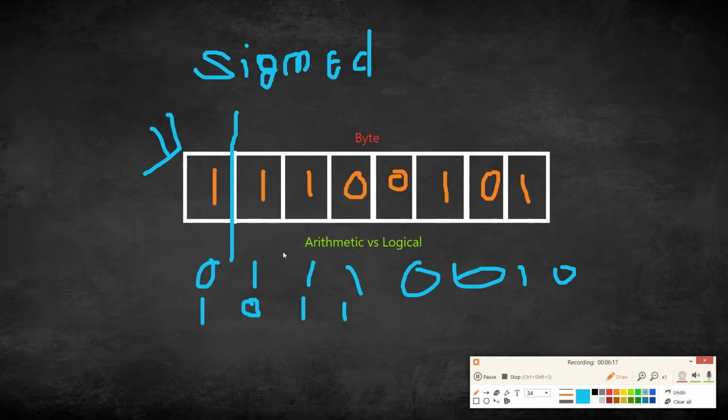Oh, 1, 1, 0, 0, 1, 0. So that's the arithmetic. Because we are preserving this 1, and the shift is going to begin. So let me change the color. So the shift is going to begin from here. That's the main difference between the arithmetic versus logical. So let me go back all the way.